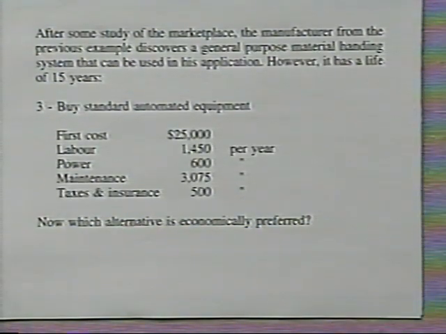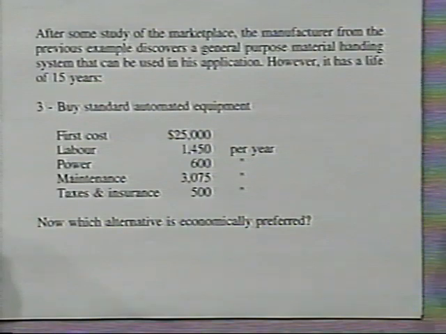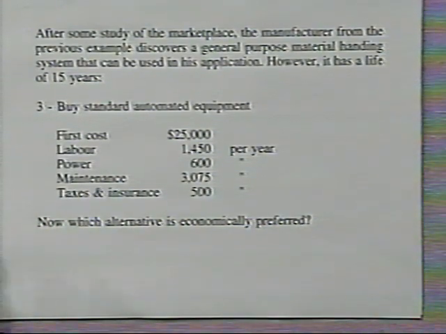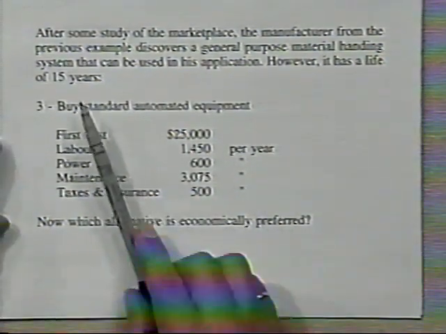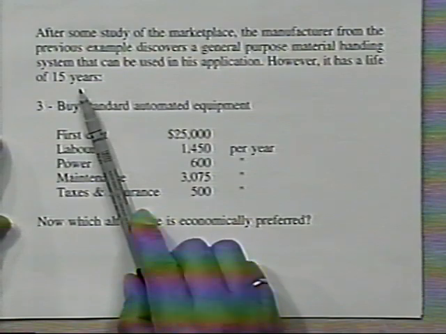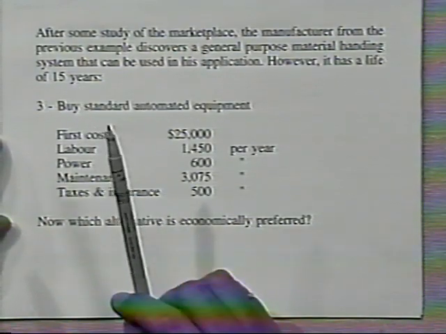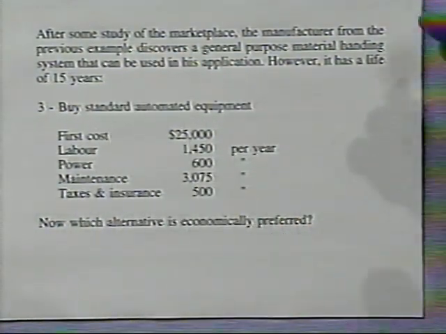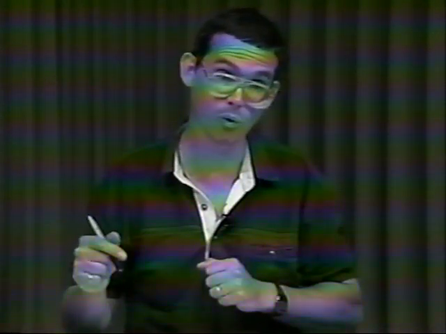lower yearly costs. And in order to fairly compare this alternative with the other two, we'd want to bring it to a present worth. But the complicating factor here is that the life of this third alternative is 15 years. So we've got an alternative that has a yearly cost going on forever, one that has a cost that is associated with a 10-year life, and one that has a cost associated with a 15-year life.